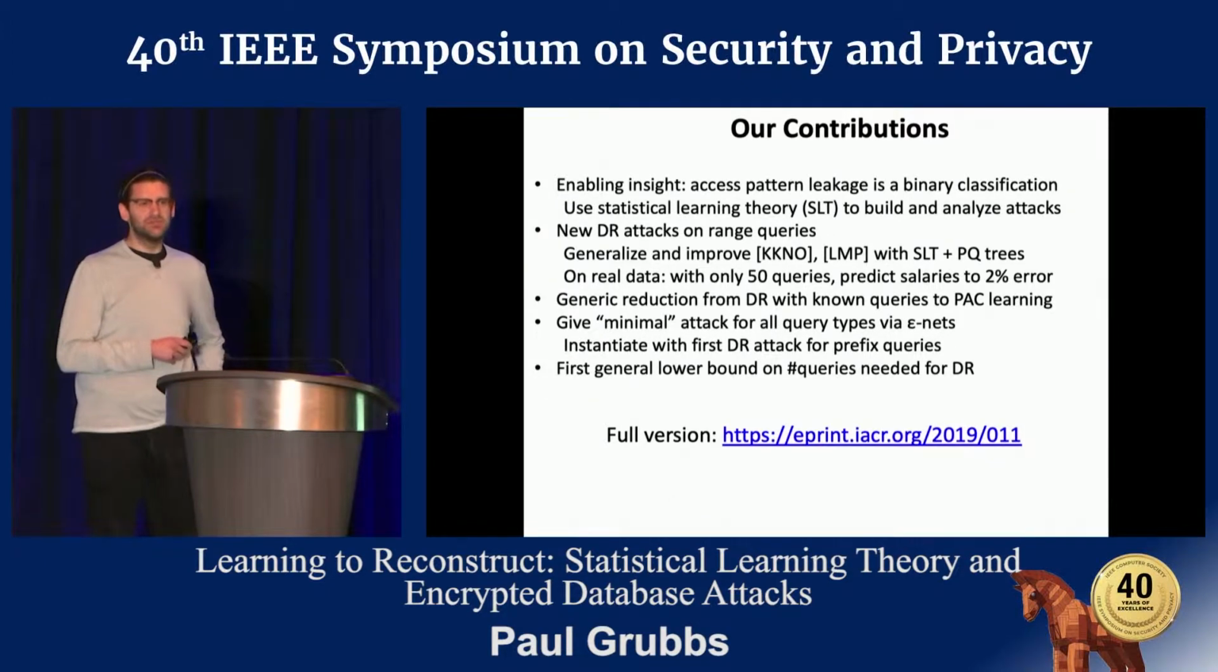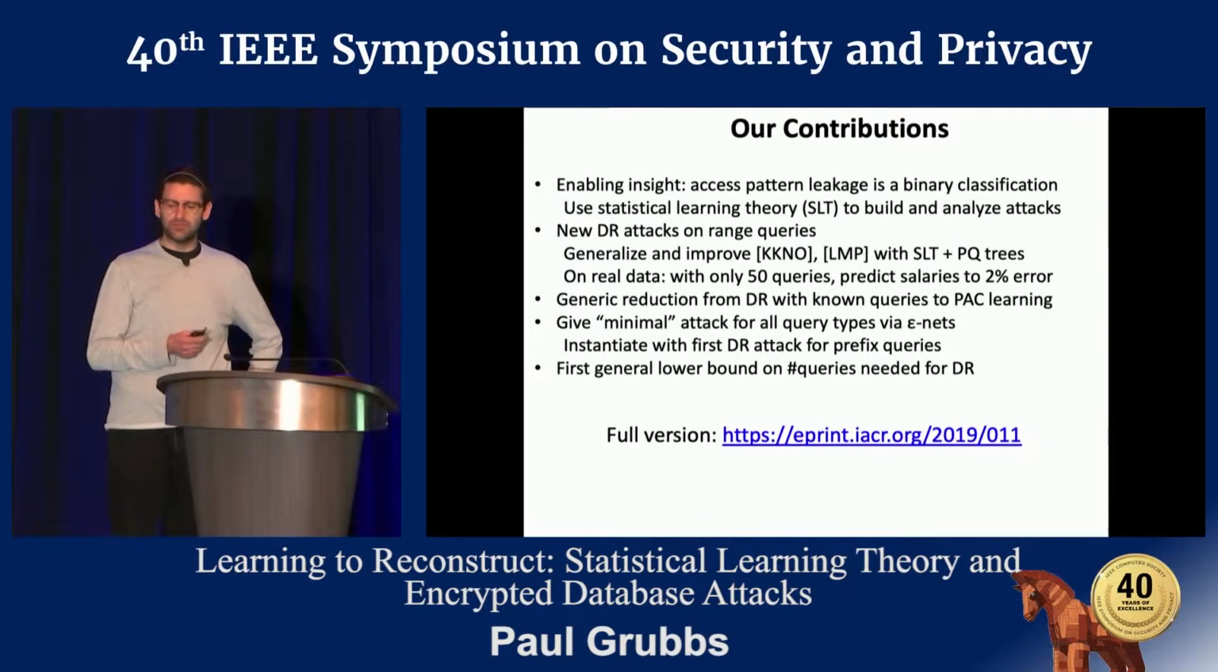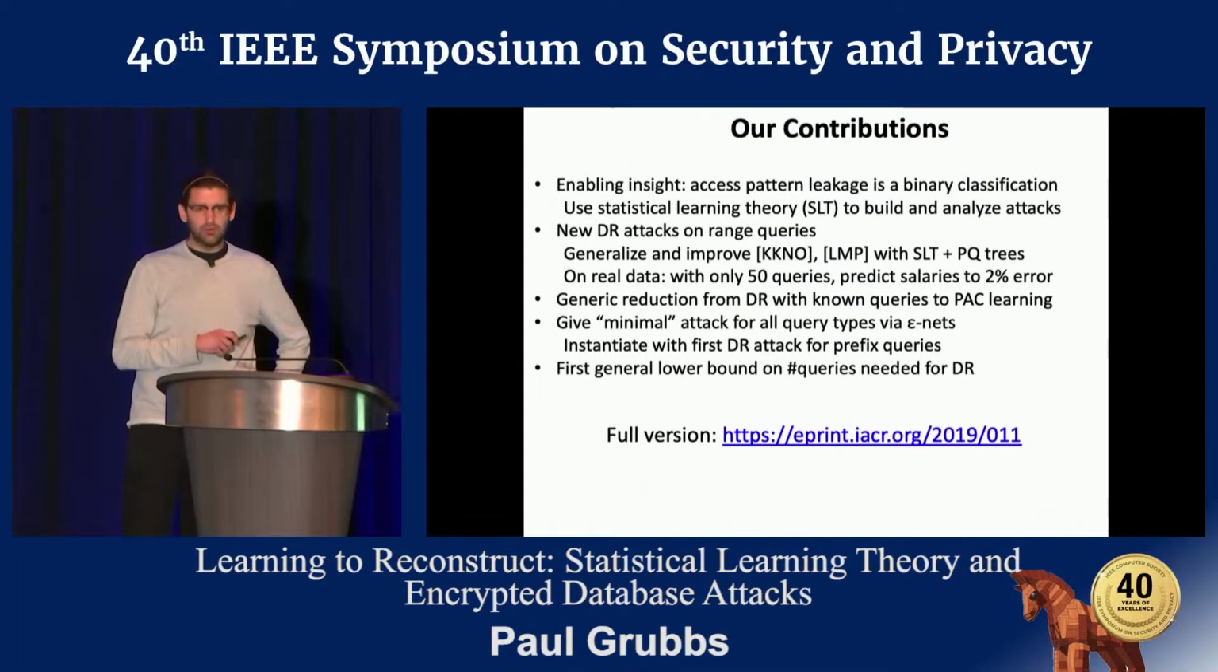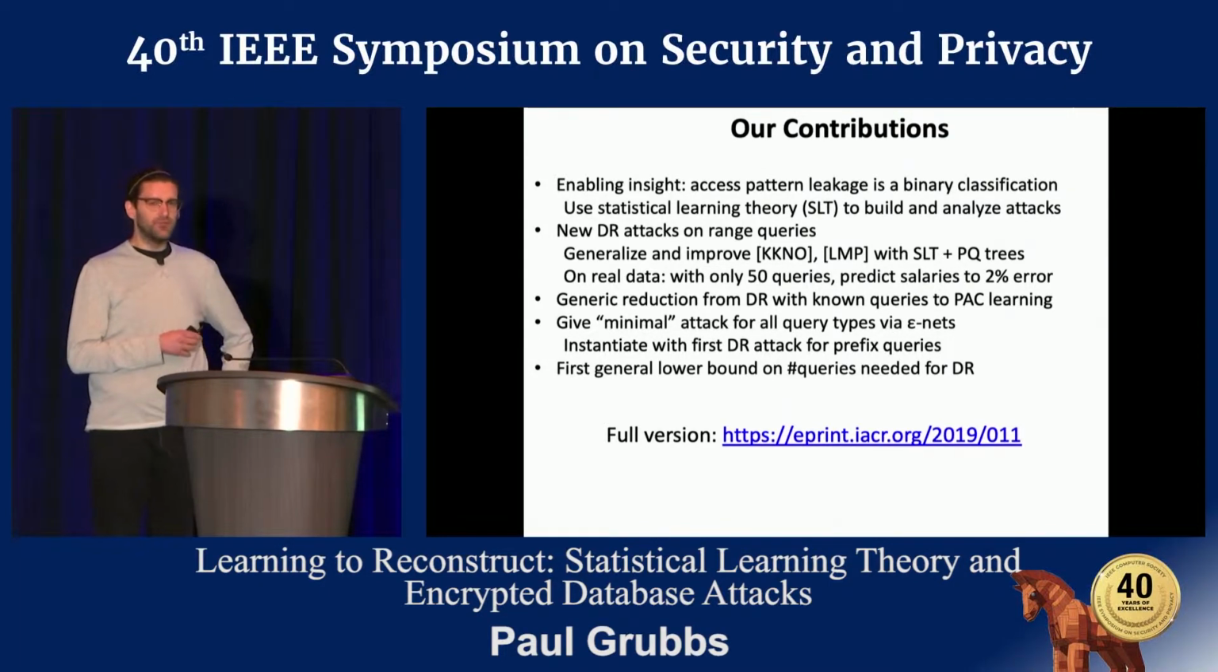We instantiate this attack with the first reconstruction for prefix queries. Finally, using this connection to epsilon nets, we turn the attack around to prove the first general lower bound on the number of queries needed for database reconstruction for any class of queries. And this lower bound is interesting. Aside from it being the first fully general lower bound proven, it shows that the VC dimension of the class of queries, which I'll talk about a little bit later, is related to how damaging the access pattern leakage from that query class is.